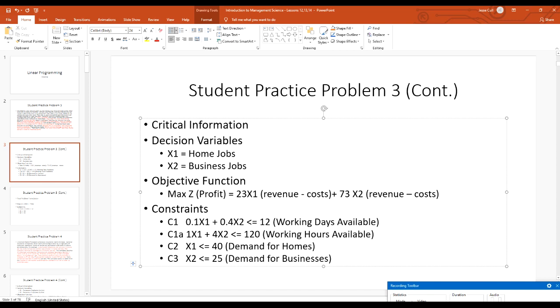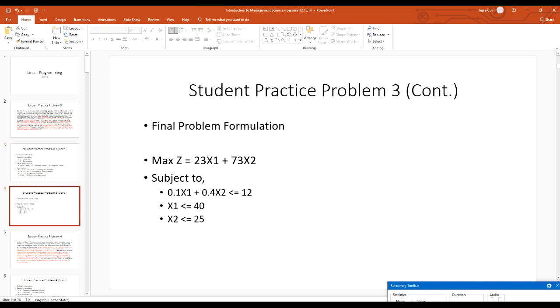So once we have this information, we collect it all in one place like we do here. And we see our final problem formulation, max z equals 23x1 plus 73x2. Or in natural language, we're trying to maximize profit if we receive $23 in profit per home driveway and $73 profit for a business parking lot.